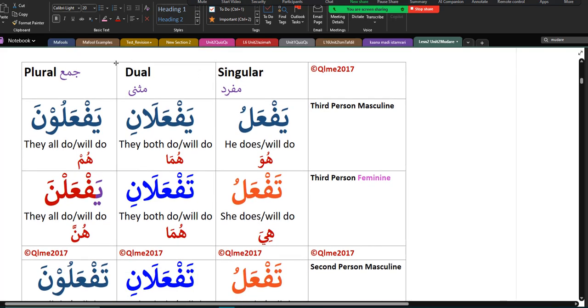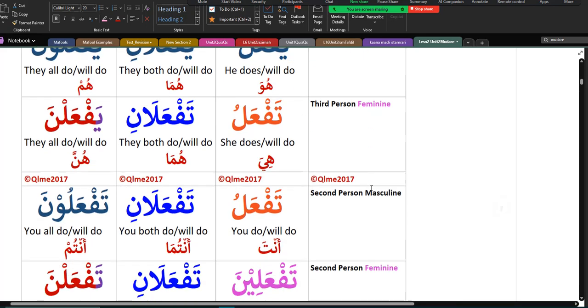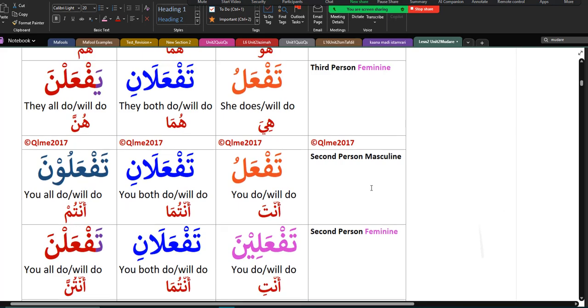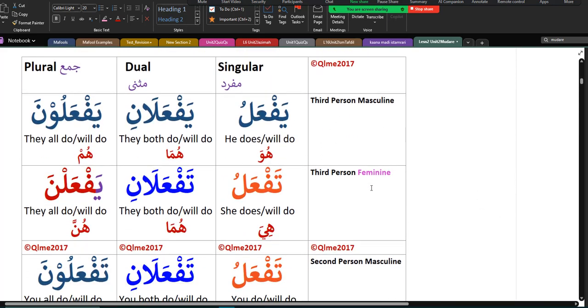So you have singular, dual, and plural. Third person masculine, third person feminine. Second person masculine, second person feminine, and first person masculine and feminine. So here we have yaf'alu, yaf'alani, yaf'aluna. Yaf'alu is he does or he will do. So mudare includes both present tense, he does, and the future tense, he will do.